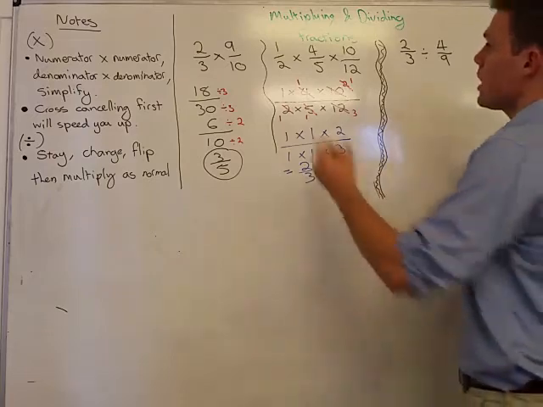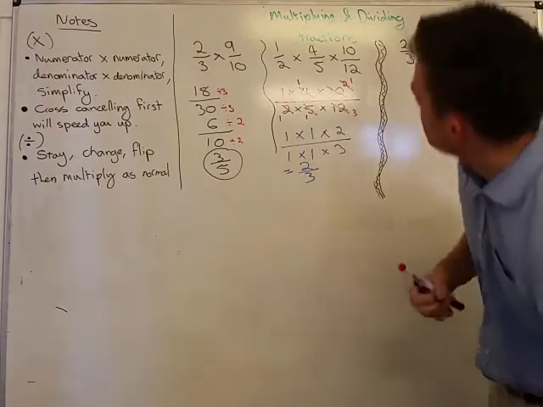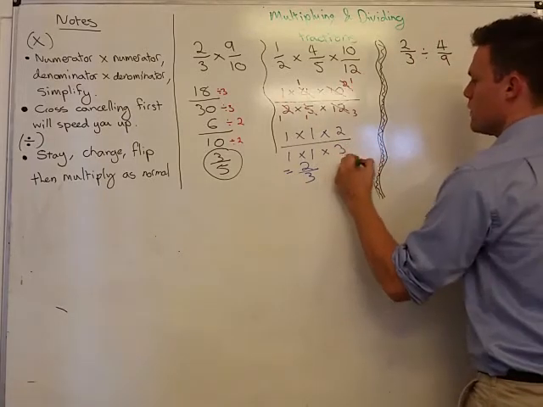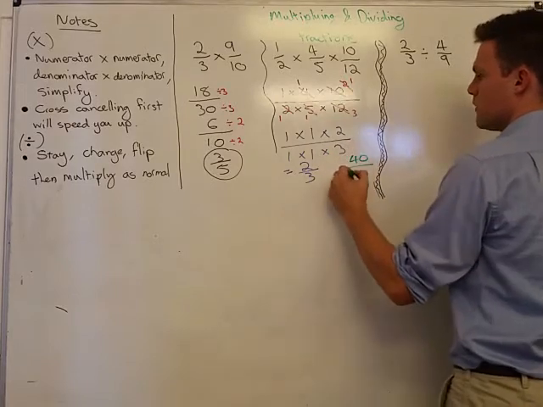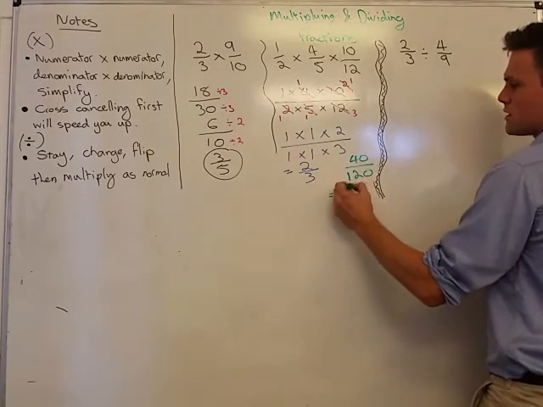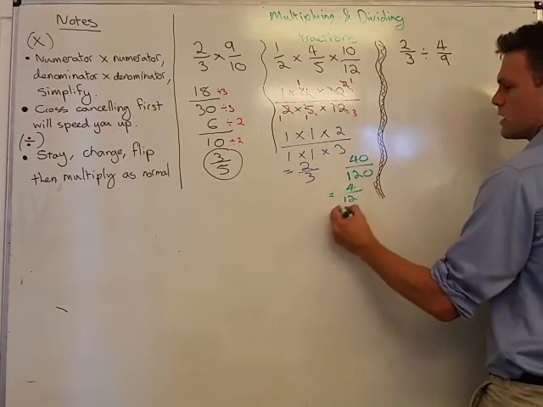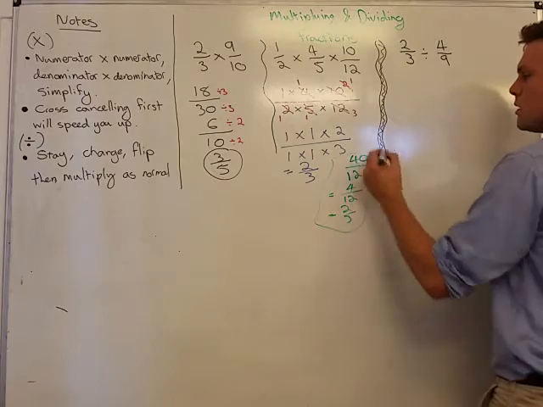If I'd done this the long way, I could have gone 1 times 4 times 10, and that would have given me, if I put that in green, 40, and 2 times 5 is 10, 10 times 12 is 120, and if we simplify that down, that's going to give me 4 over 12, which will eventually give me 2/3. Right? So it does work the same.